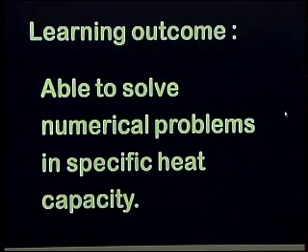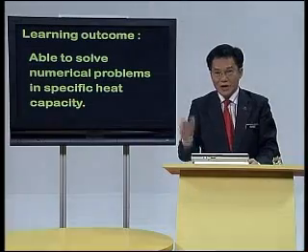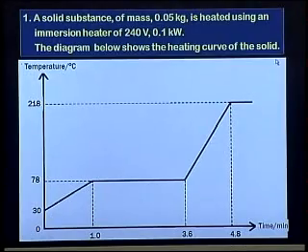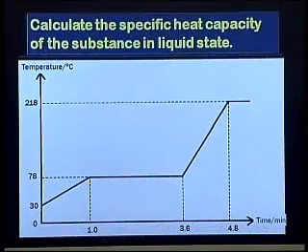At the end of this lesson, I am sure you will be able to solve numerical problems involving specific heat capacity. Quickly, let us jump into the question. A solid substance of mass 0.05 kilograms is heated using an immersion heater, 240 volts, 0.1 kilowatts. The diagram below shows the heating curve of the solid. Calculate the specific heat capacity of the substance in liquid state.